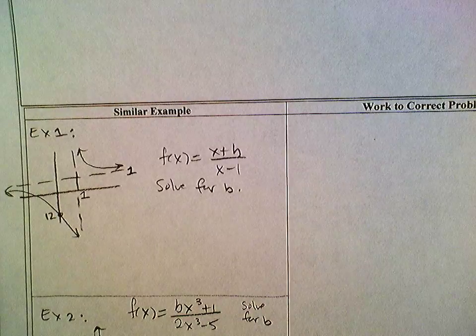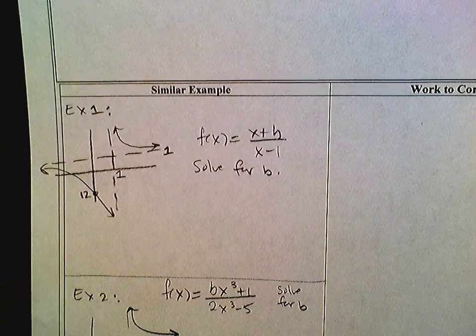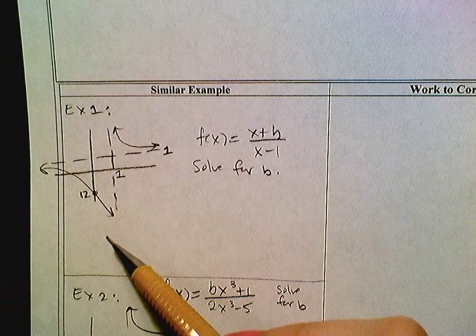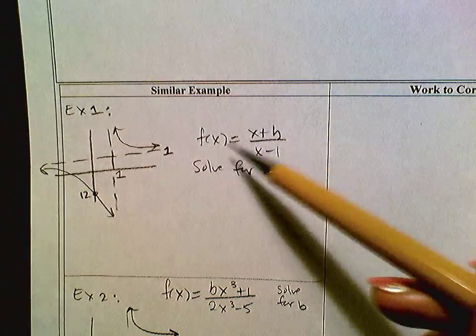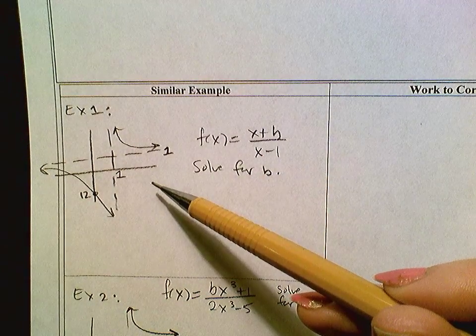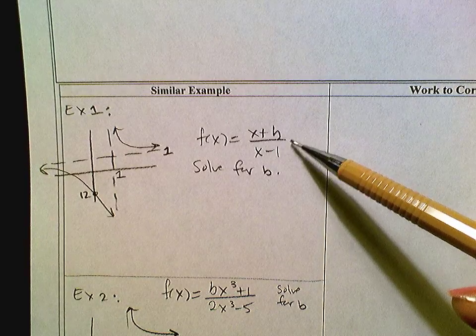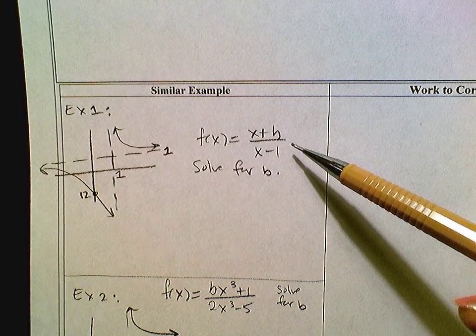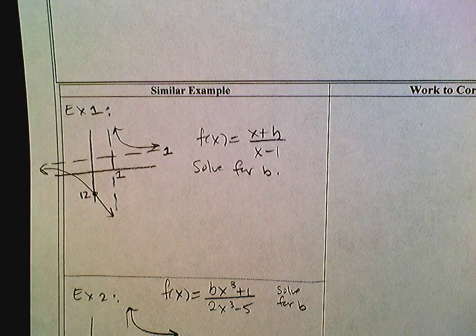Almost done. Okay, so now here's number 10. This was hard for me to come up with a similar example, so I'm just going to go like this. So we're going to do 2 separate examples. So here's one. I'm dealing with a rational function. I am told that this function, whose graph I'm looking at, is x plus b over x minus 1. And we want to solve for b.